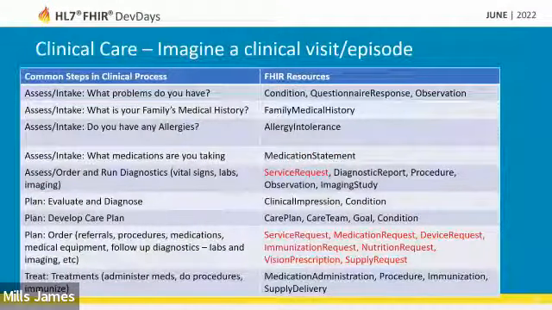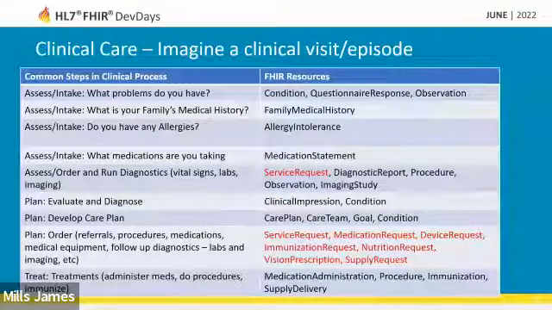And these are represented by a lot of FHIR resources. Some key ones I have over on the right. Condition, questionnaire response, and observation are all involved in that assessment and intake. Family medical history as well, allergy intolerance, medication statement, and there are more. And when we want to run those diagnostics, first we have the order, which is the service request. And then we have the actual diagnostics. A key resource for diagnostics is the diagnostic report, the report of something like a laboratory result or an imaging report, and then observations that are made related to that, a diagnostic procedure, an imaging study.